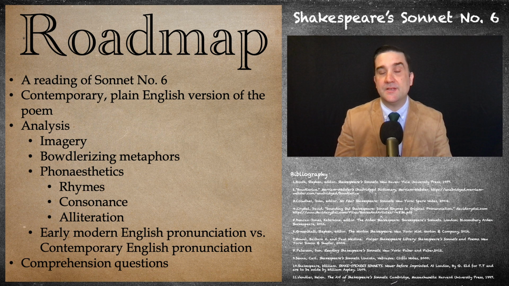We'll begin our analysis by discussing the various ways that Shakespeare employs imagery to great effect in Sonnet No. 6. After that, we'll talk about the poem's phonaesthetics, with particular attention given to its use of rhymes, consonance, and alliteration. And then we're going to have a very interesting discussion about the differences in pronunciation between early modern English and contemporary English. And we'll look at the ways that using contemporary English enhances our phonaesthetic appreciation of the poem, and how maybe also using the original pronunciation could enhance our phonaesthetic appreciation of the poem. And after all that, we'll conclude with some comprehension questions.